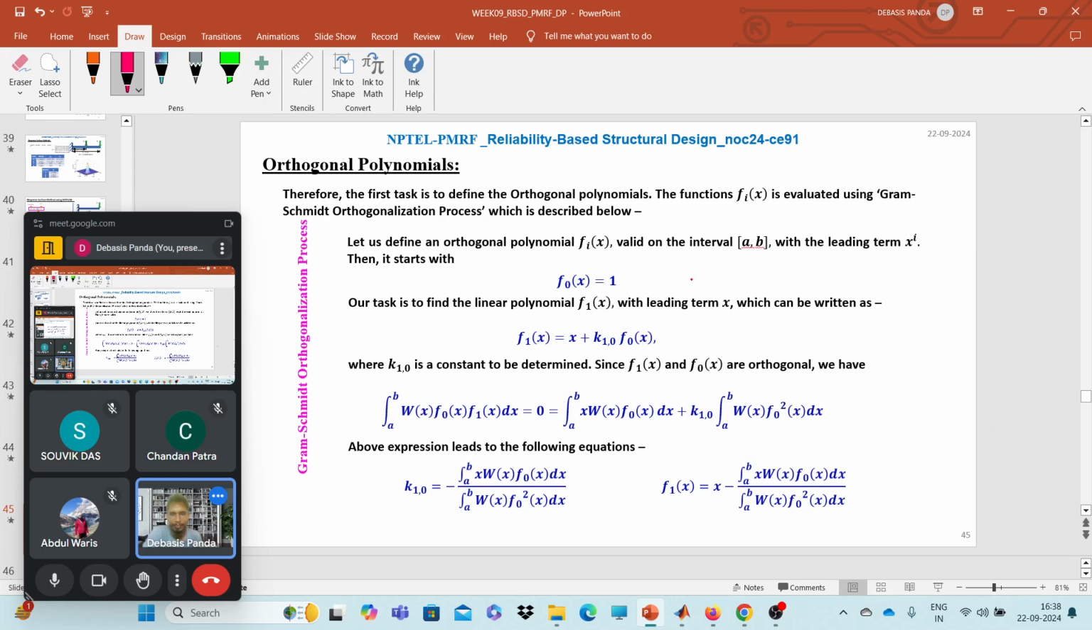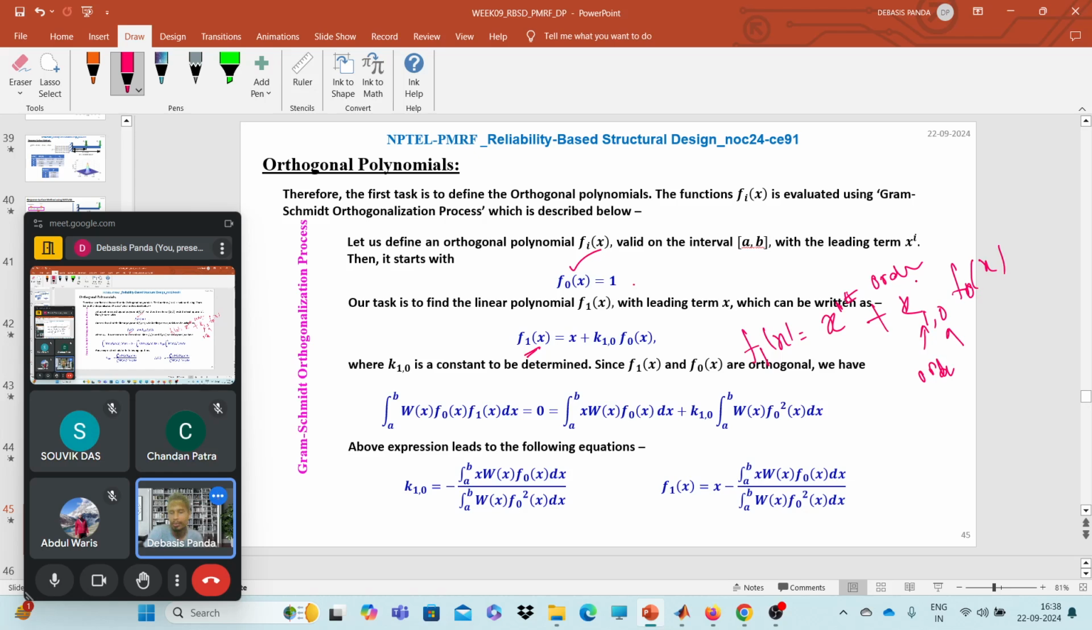Like first, f0 we need to consider as 1. Now we need to find out the other term like f1 x. So it will have leading term x to the power 1, this is the order, plus we have some constant, that means k1,0 f0 into x. Now that 1 is nothing but the order of the polynomial, and 0 is the index of the term to which this constant is attached, like f0. So here we are considering the orthogonal property of f1 x to f0 x.